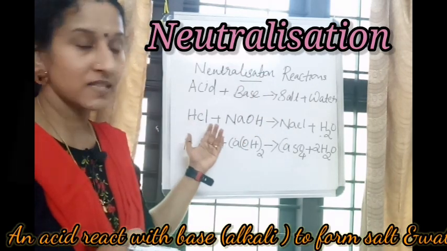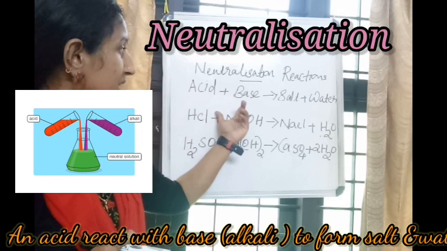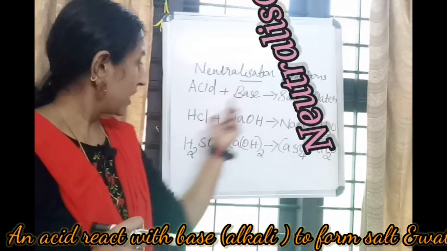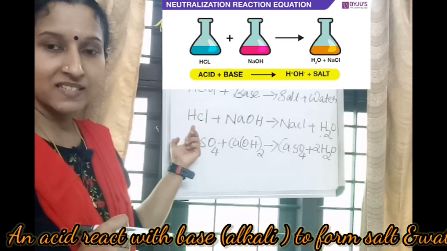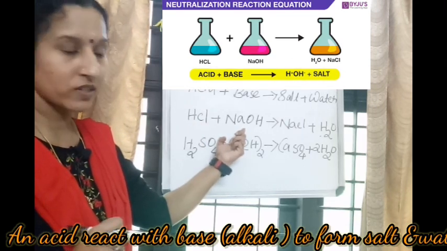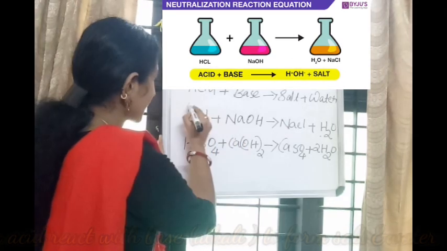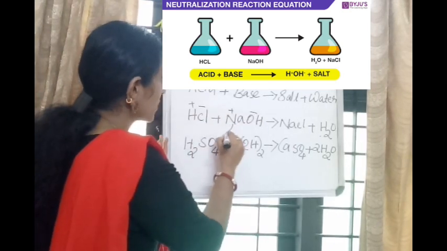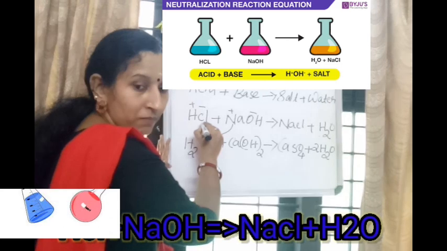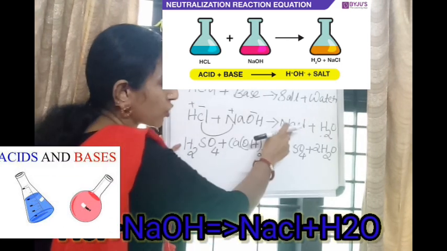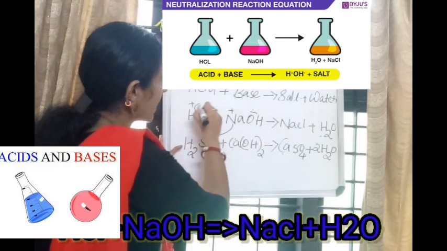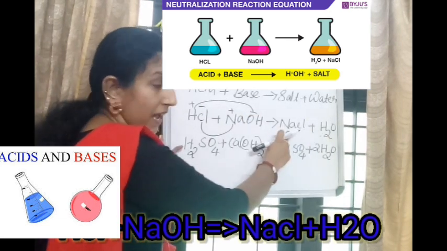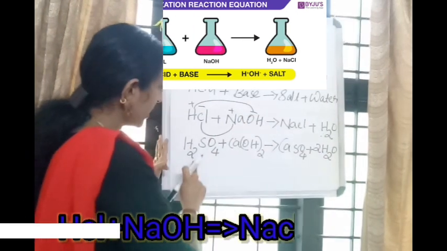Check some examples. If an acid reacts with the base, we get the products salt and water. You can see the acid, hydrochloric acid, and the base, sodium hydroxide. When these two react, we get products like sodium chloride. Sodium reacts with chlorine to form sodium chloride, and hydrogen reacts with OH to form water. Salt and water.